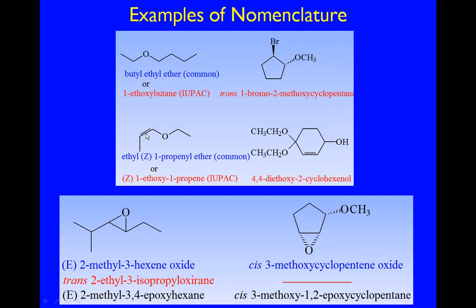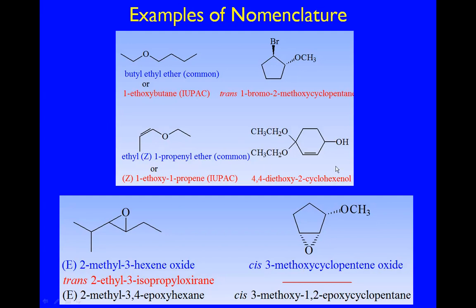And you have an alkene here, so the geometry has to be mentioned. And this is an ethyl group, and this is propenyl. So ethyl Z-propenyl ether. Okay, that's a common name. Two alkyl groups, ethyl, and this is the other alkyl group. If you want to name this with the IUPAC name, Z-1-ethoxy-1-propene.